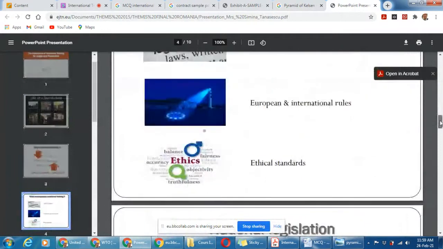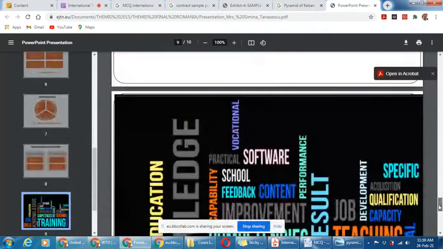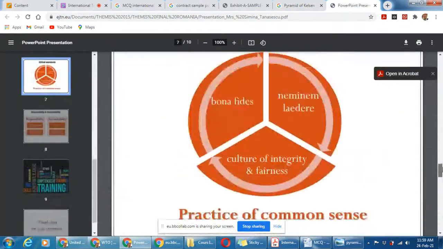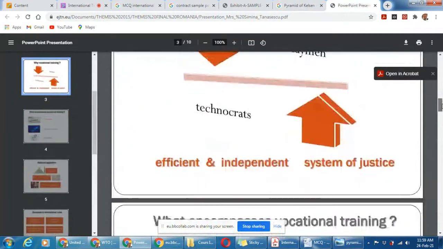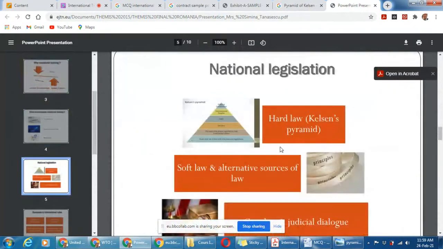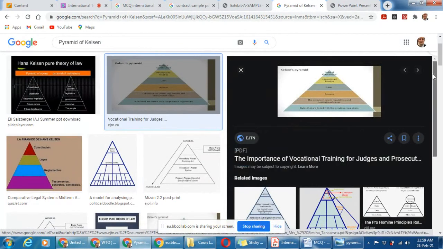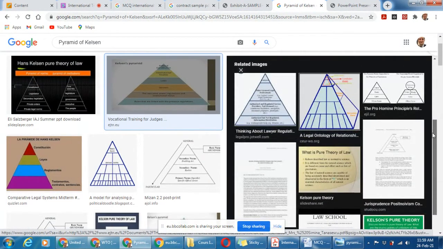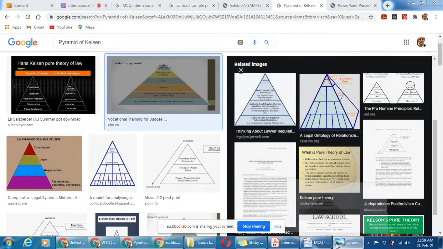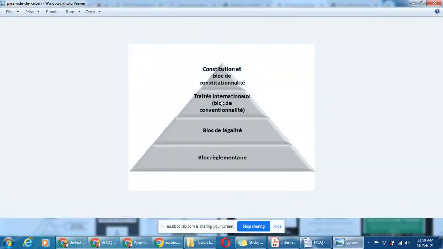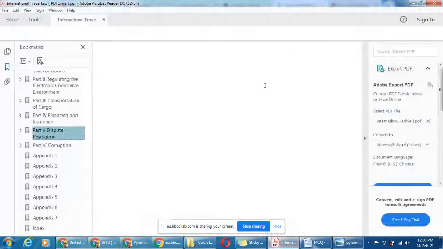Where is the picture? Here is the picture. It's very small, but we can see that we have the international treaty on this pyramid. So in the theory of law, we always have this in the second place: the international treaties. In French, it's traités internationaux, that means international treaties. We're talking about international treaty.